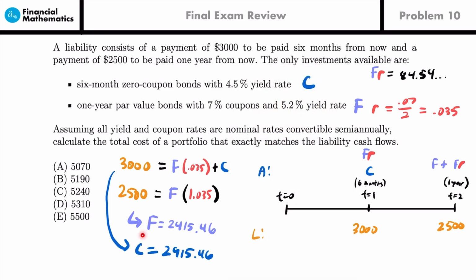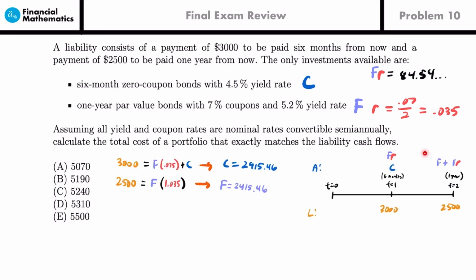And now that we know what both F and C are, we can calculate the present value of all of our assets. We just have to make sure to use the appropriate yield rates. All right, so here's what we're going to do. We want to value all of our assets at time 0. So let's start with the redemption value C of 2,915.46. That asset comes from the zero coupon bonds, which is a 4.5% yield rate. And remember that that is convertible semi-annually, so we need to divide that by 2. So the actual yield rate for this zero coupon bond would be equal to 0.045 divided by 2, which is 0.0225.